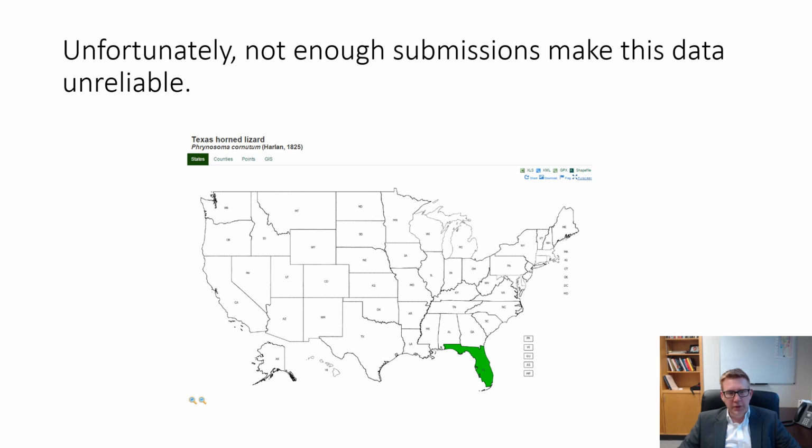One of the problems with VGI in general, and in this particular data set specifically, is that there aren't necessarily a lot of observations, and until your VGI reaches a sort of critical mass, it's often so unreliable that it's not really worth using. In this case, this is a map that I saw of the Texas horned lizard, famously found, apparently according to this database, only in Florida, which is certainly not true. This is really only a result of the problem with who has participated in this data set.